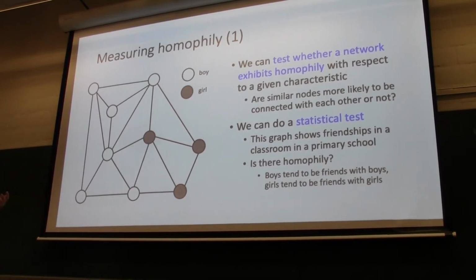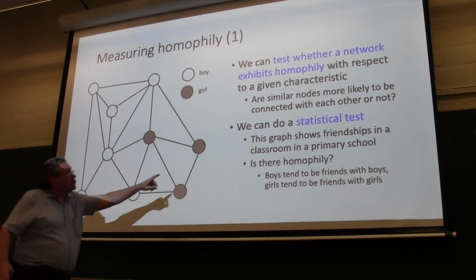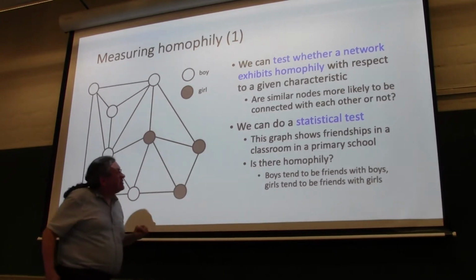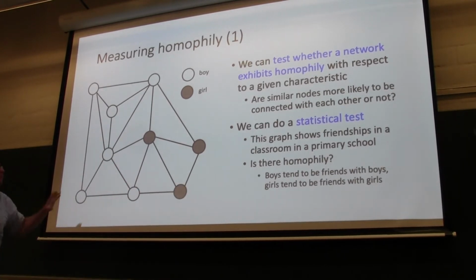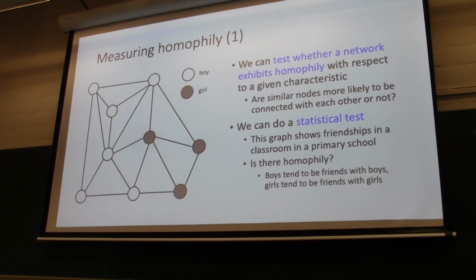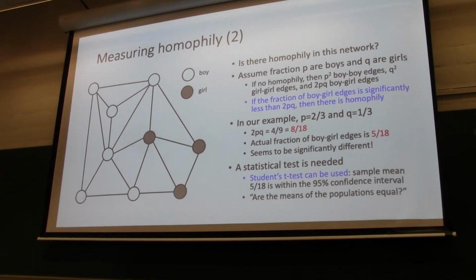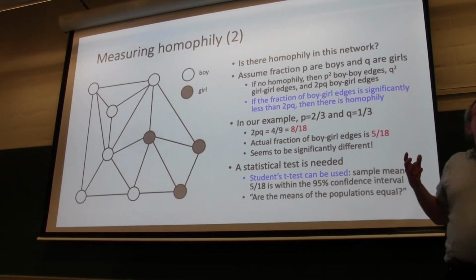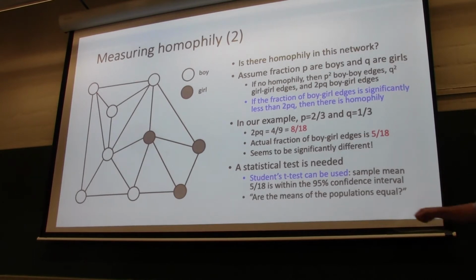So the question is, does that make any difference? Is there more likelihood that a boy will be a friend of a boy or a girl? How can you tell? Because there's both kinds here. Well, we can actually do a statistical test. If the friends would be random, then we could compute what it should be, and then compare and do some kind of a statistical test. You have seen statistics, and in fact, you can do something like Student's t-test, which you may have heard of.